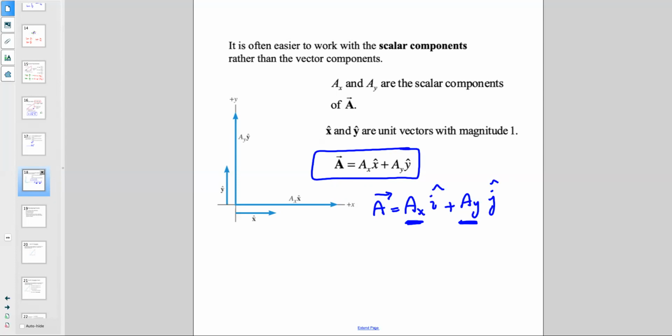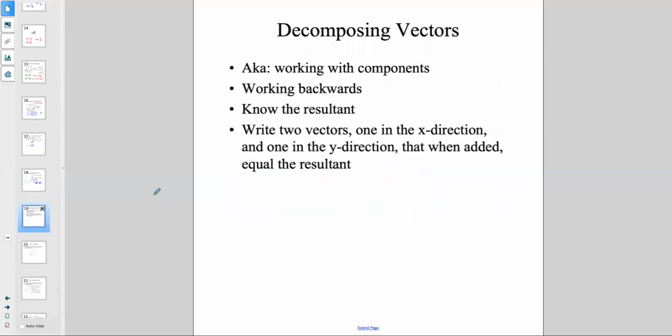Both sides are vectors. The left-hand side is a vector, and the right-hand side is also a vector: a number times the unit vector along x, plus a number times the unit vector along y. So it's important to be able to work with these components, what the component is along the x direction and what the component is along the y direction. We'll get to these in a little bit as well.